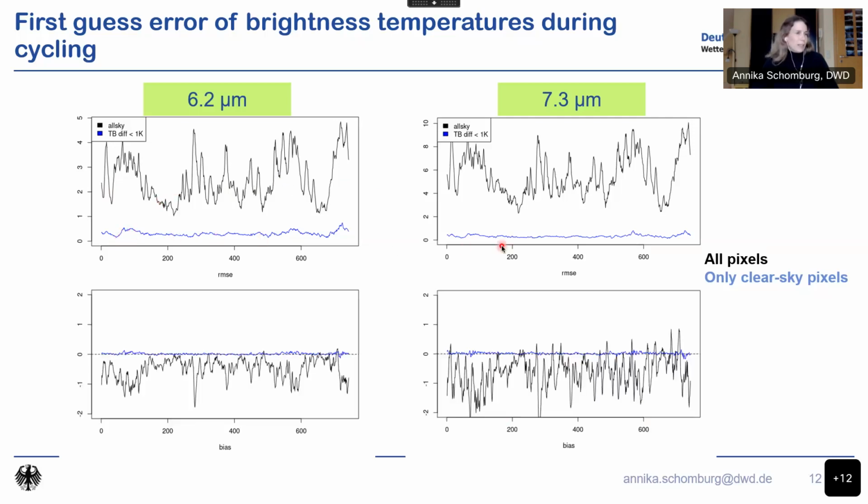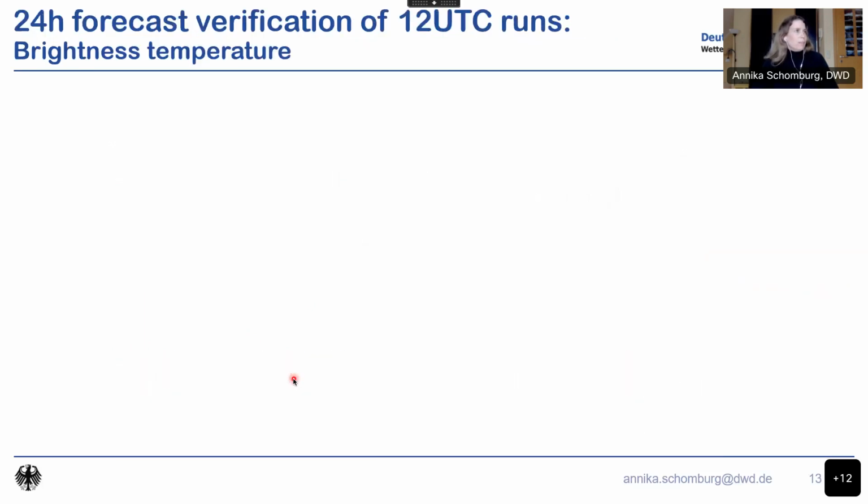And for the bias, they are even lower. They are for clear sky almost 0. And actually, in these experiments, I don't apply any bias correction for this data. And the bias is always negative for the all sky, because we have this effect that we have too many high clouds in ICON-D2. So that was from the assimilation cycle.